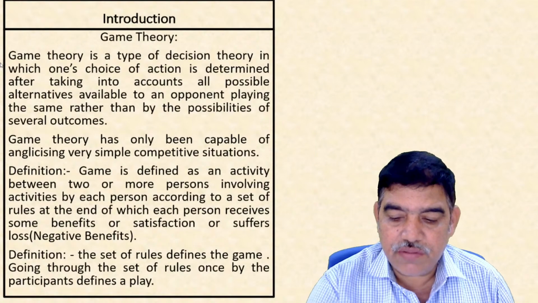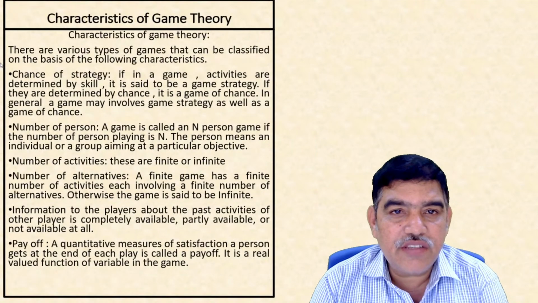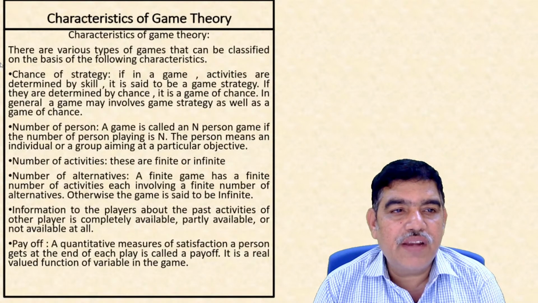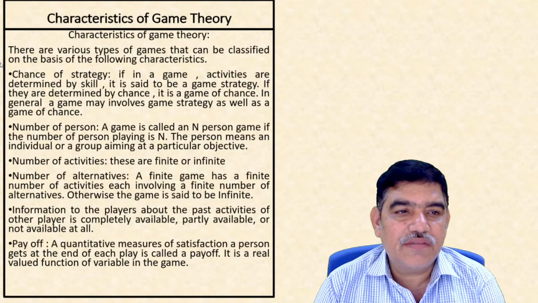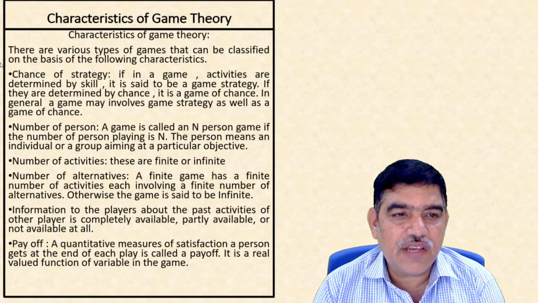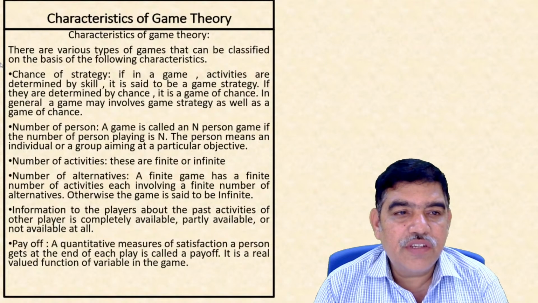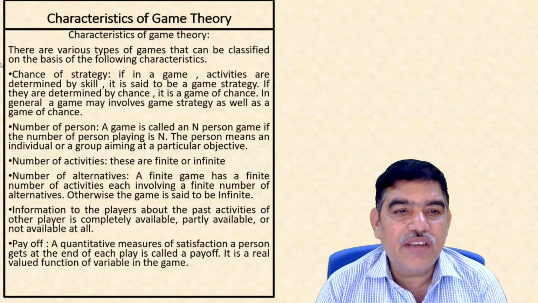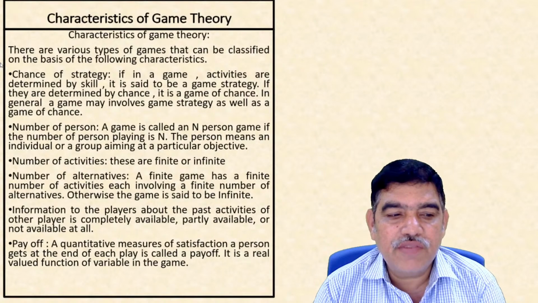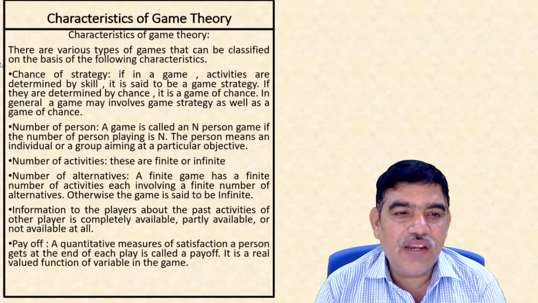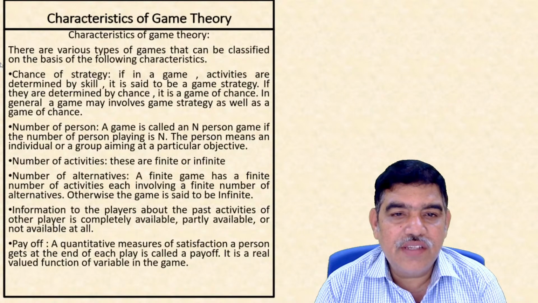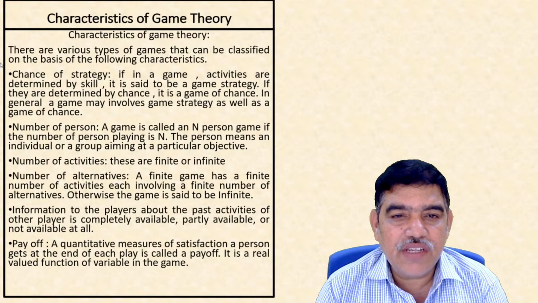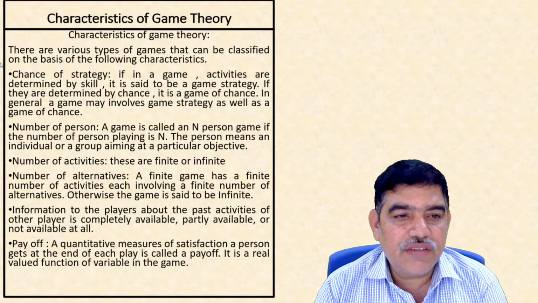concept of game theory. Now the characteristics of game theory. There are various types of games that can be classified on the basis of the following characteristics. The first characteristic, chance of strategy. If in a game, activities are determined by skill, it is said to be a game of strategy; if they are determined by chance, it is a game of chance. In general, a game may involve game strategy as well as a game of chance.